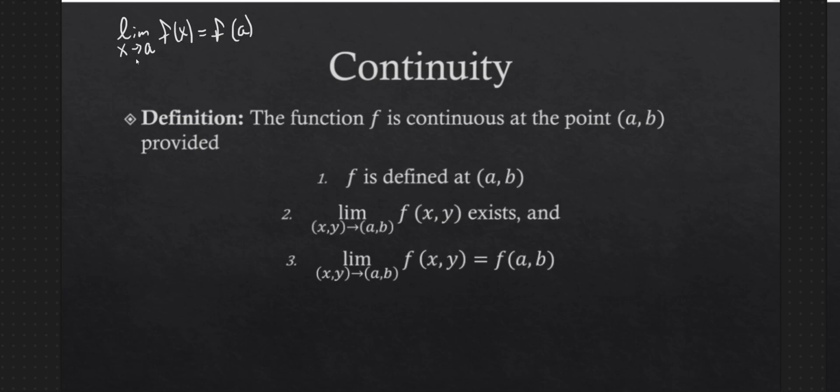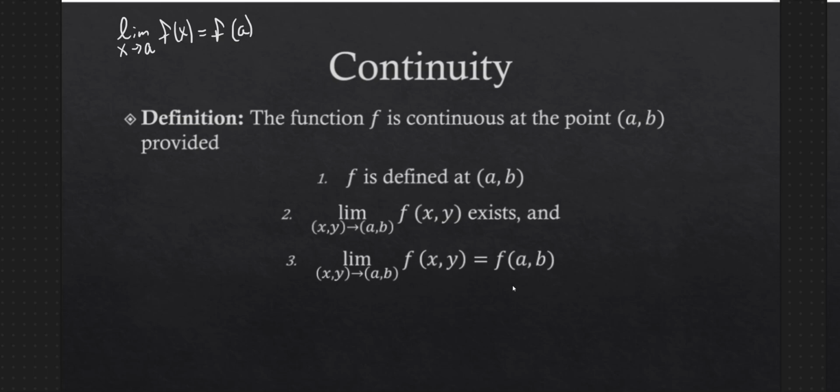And remember, this meant three things had to happen. One, that the limit existed. Two, that the function existed at A. And three, that the two were equal to each other. The same is true for functions of two variables, and indeed for functions of as many variables as you like. We want f to be defined at that point, we want the limit to exist at that point, and then finally we need the limit to actually be what the function value is at that point.